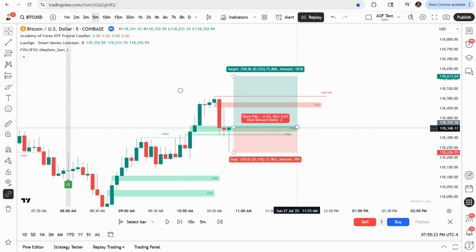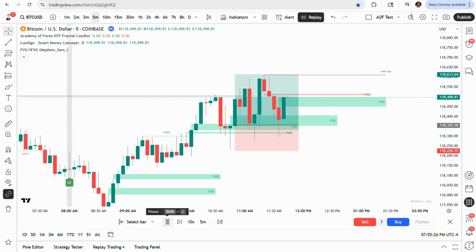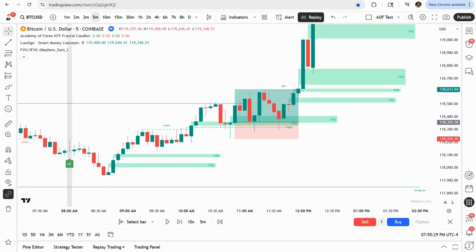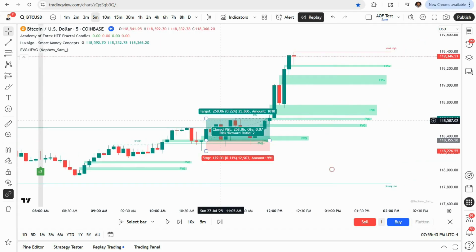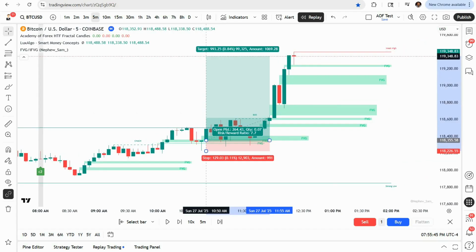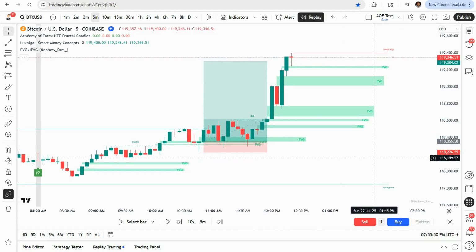So right there on this one, let's go ahead and play it forward and see how it plays out. And once again, you see a really nice push to the upside, getting us to our take profit. As a matter of fact, you could have held this all the way up to a 1 to 7 risk to reward in this particular case.